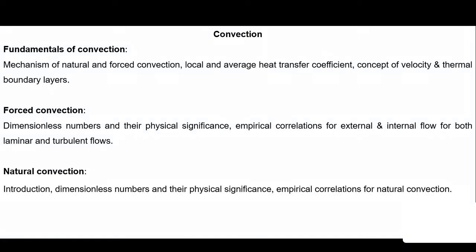Then we are going to talk about natural convection. In that, we are going to talk about the introduction, dimensionless numbers, their physical significance, empirical correlations for natural convection, and all these things. Unit number 5 is for the third mode of heat transfer, that is radiation.